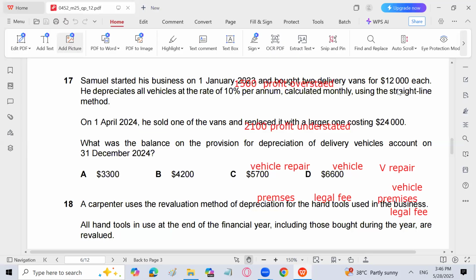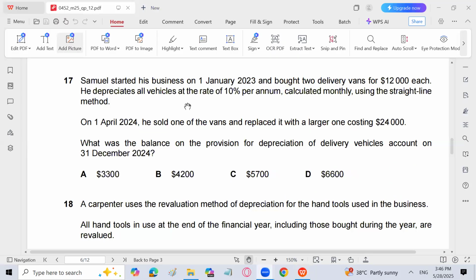Samuel started his business on 1st January and bought 2 delivery vehicles for 12,000 each. He depreciates all vehicles at the rate of 10% per annum calculated monthly using the straight line method. On 1st April, he sold one of the vans and replaced it with a larger one costing 24,000. What was the balance on the provision for depreciation of delivery vehicle account on 31st December 2024?